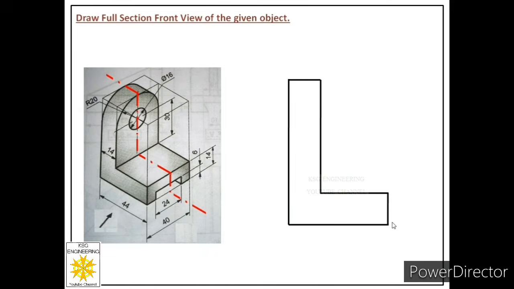Then from this point we will measure the height of this face. The height of this face is given to us as 6 millimeters. So from this point we will mark a point at 6 millimeters on this edge.